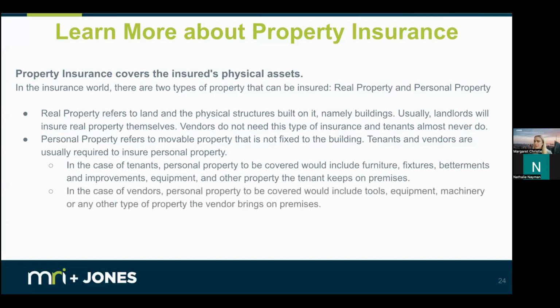So in the case of vendors, you would typically see tools, equipment, machinery, anything else that they're bringing on to the premises. Sometimes you won't even see something that says just property. You may see insurance actually for specific types of equipment. So it may be that you see insurance for specific things, for boilers, for different things like that. And so that would also be considered property insurance. It just may be that the vendors have policies that cover their specific things that they're bringing on.